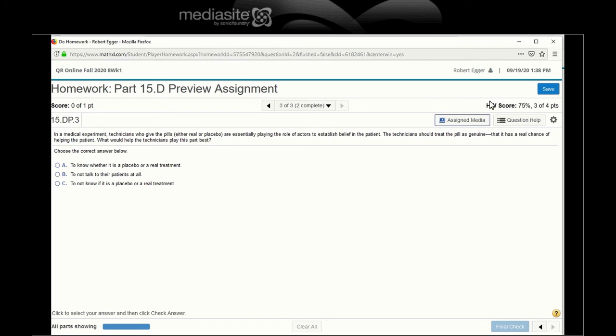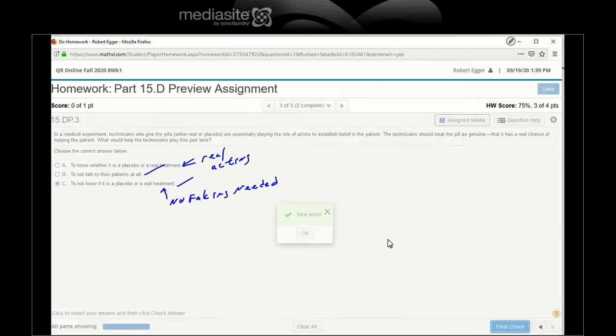What would help the technician play this part best? To know whether it is a placebo or real, to not talk to the treatment patient, or to not know if it's a placebo or real treatment. Now, this one takes real acting. This one, if you don't know, no faking required. It's working.